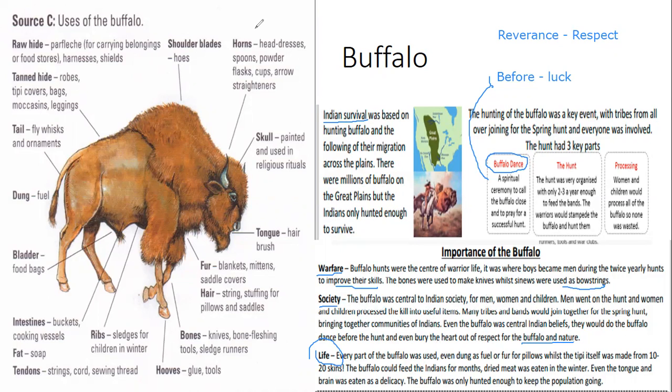But as I mentioned, because of the reverence of the buffalo, only enough was hunted to keep the population of the buffalo going. If the buffalo died out, it was going to be very hard for the Native Americans to survive in the long term.